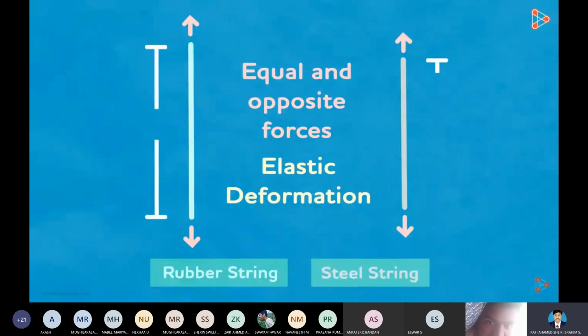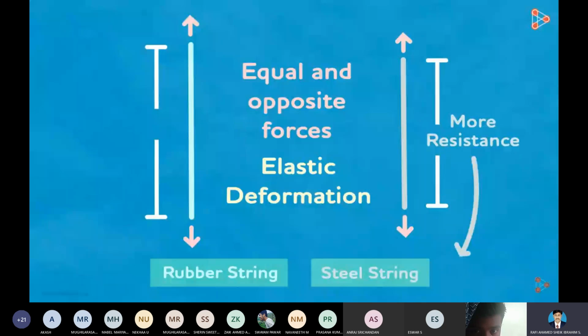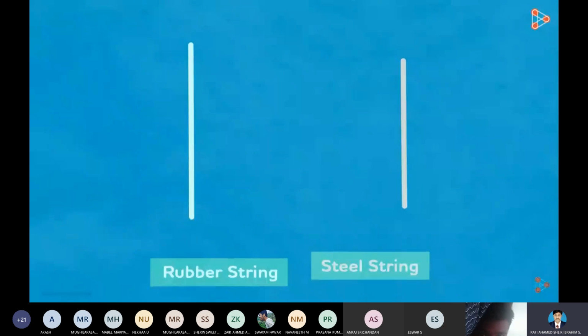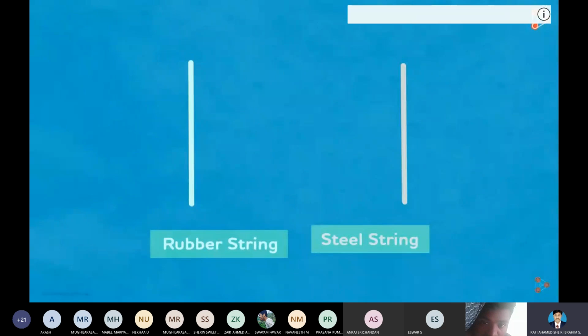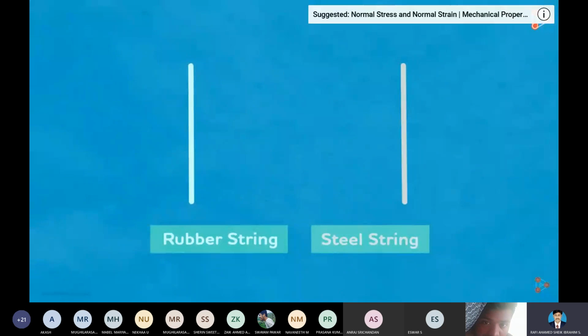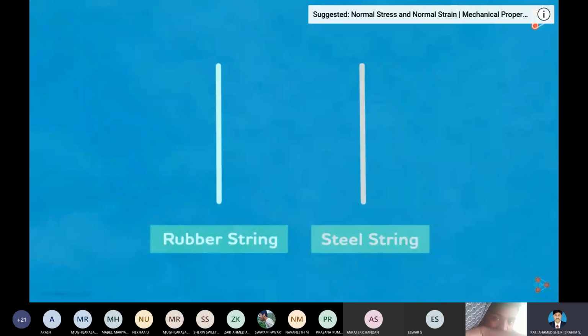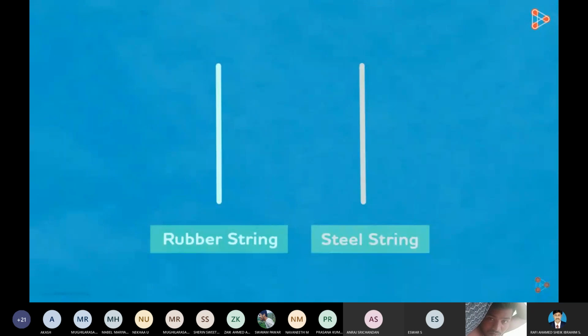The steel string would barely stretch, but it is important to note that it would indeed stretch no matter how little. It doesn't stretch as far as the rubber string because steel applies more resistance to the deforming force than the rubber does. Moreover, as soon as the force is removed, the steel string regains its original shape and size quicker than the rubber string. It won't allow a deforming force to change its dimension as easily.